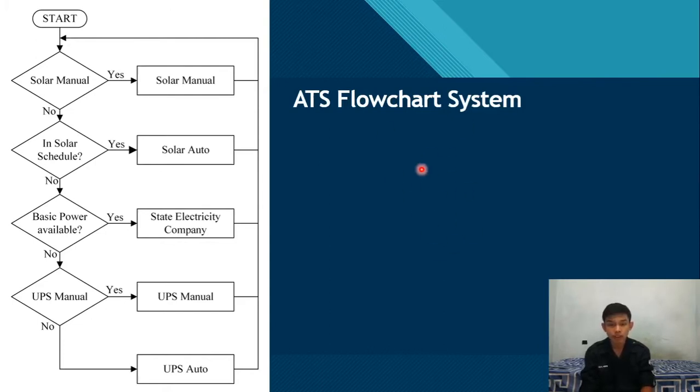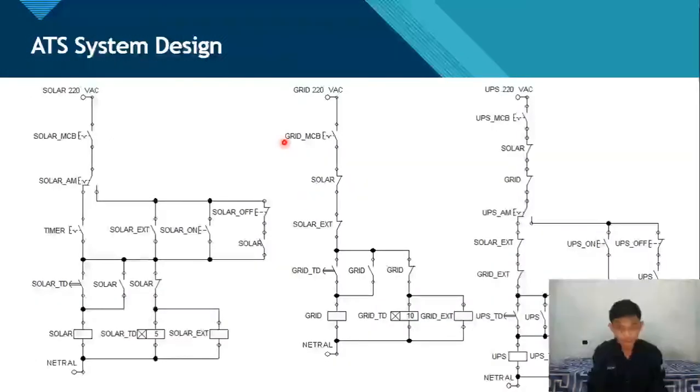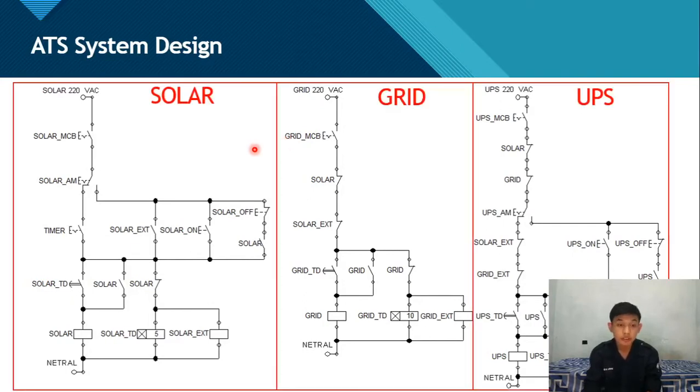From that algorithm, we can make the ICITACEE flow chart system. We can see on the left in the slide. And the ladder diagram we use in the ICITACEE system can be seen in the slide. It appears that the ICITACEE system we use is 220 volt source. This ICITACEE system consists of grid and UPS circuit. The grid is for state electricity company or PLN in Indonesia.